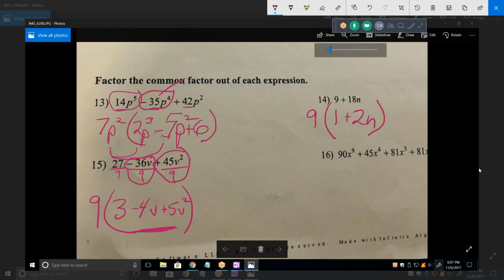So let's talk about the number. What's the greatest possible number? 9. What's the greatest possible variable? 2. First of all, I can't read that. What's that last term say? Plus 81 x squared. Sorry, x squared. Is that it? There's nothing else after that? No, it's 90 x to the 9th plus 45 x to the 4th plus 81 x to the 3rd, and then plus 81 x to the 2nd. Okay. So the greatest common variable then is x squared.